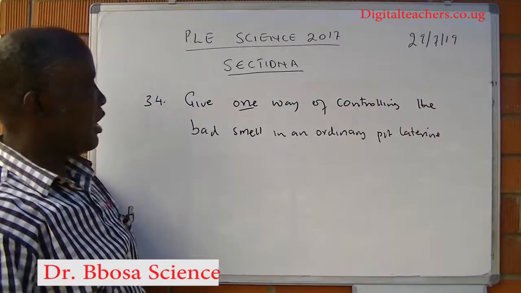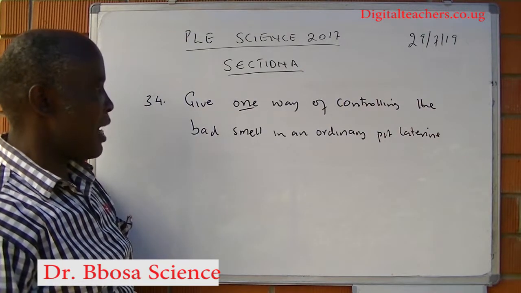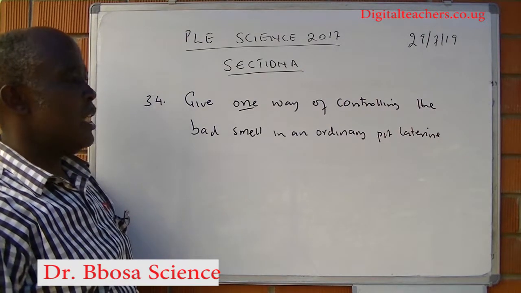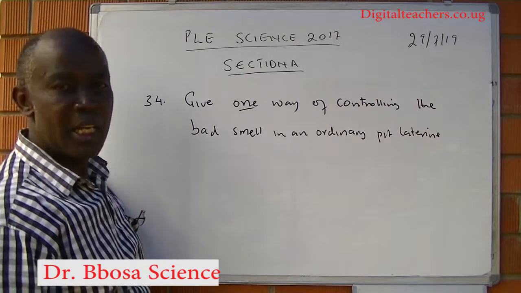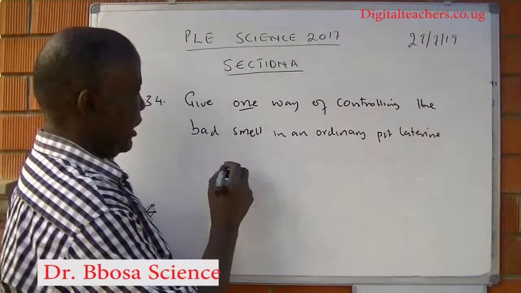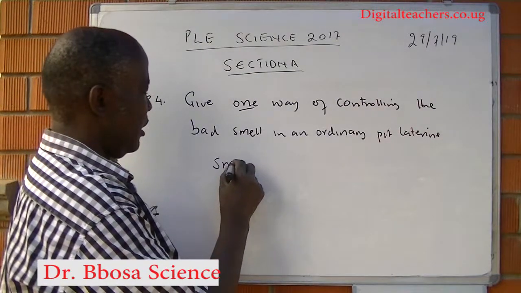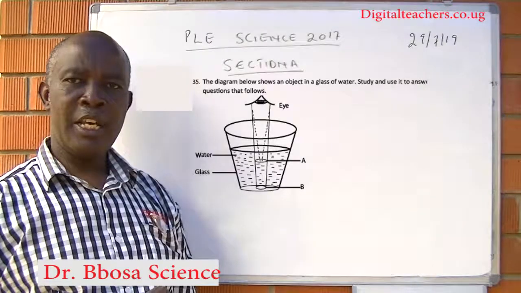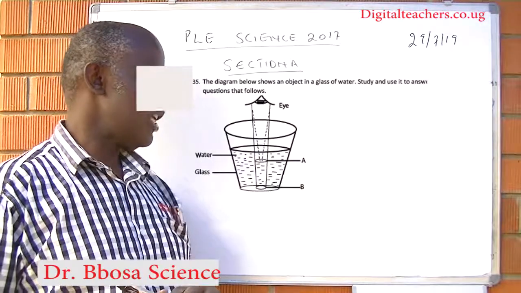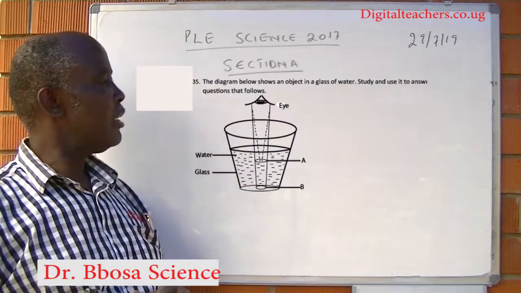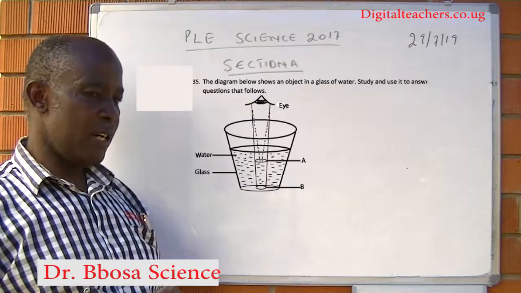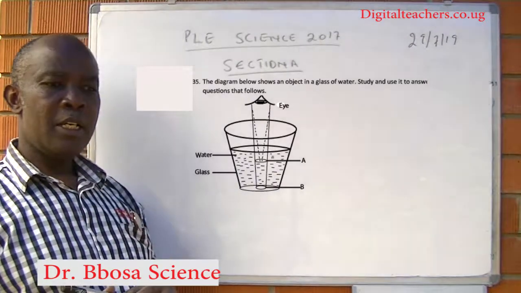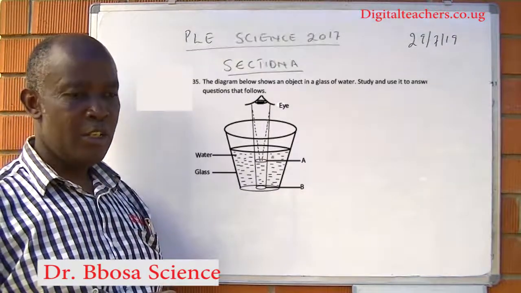Number 34. Give one way of controlling the bad smell in ordinary pit latrines. That is smoking. The diagram below shows an object in a glass of water. Study it and use it to answer the questions that follow.